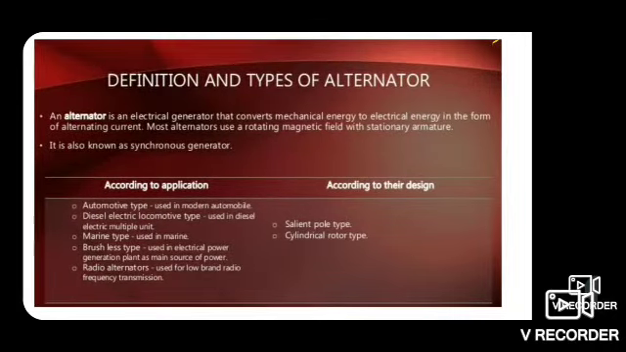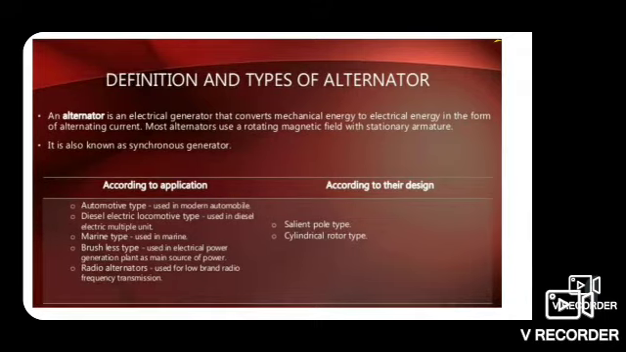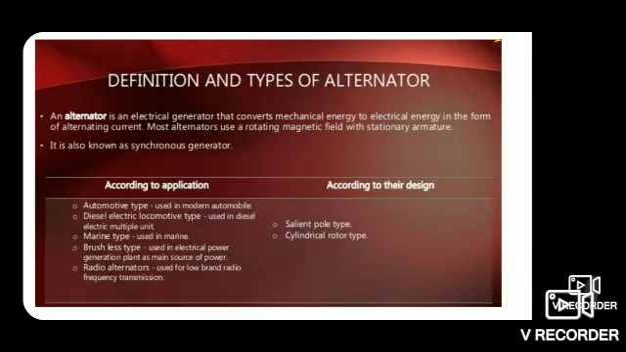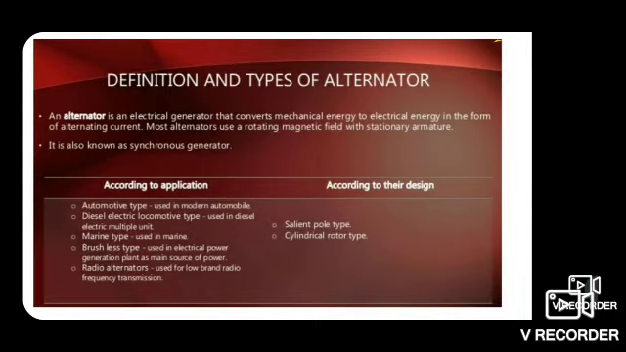An alternator is an electrical generator that converts mechanical energy to electrical energy in the form of alternating current. Most alternators use a rotating magnetic field with a stationary armature. It is also known as a synchronous generator. The other name of alternator is synchronous generator.